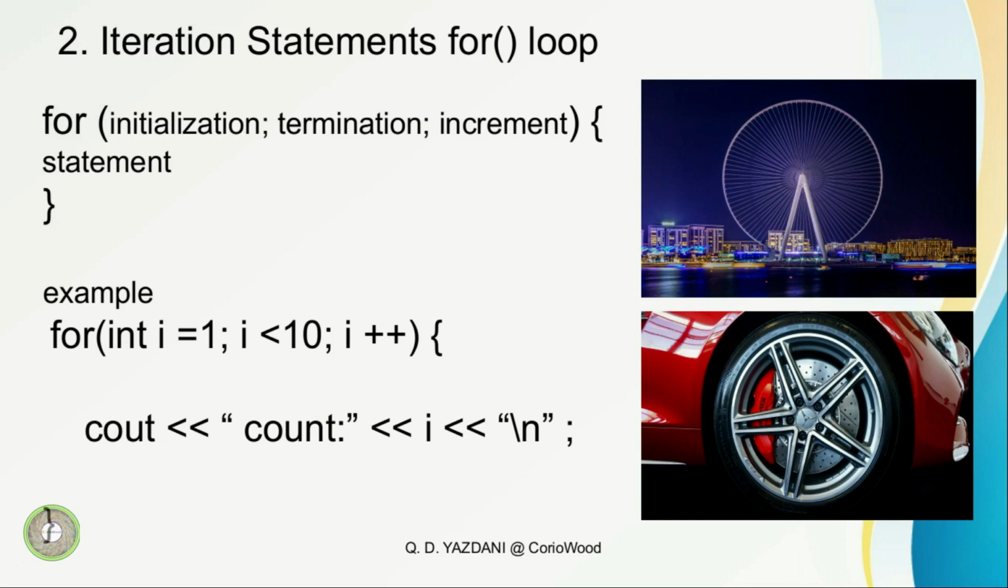It's very easy. All you have to remember is that the first part is initialization, and then the termination condition, and then the increment, and then we close our statement. So remember this: there are three parts to a for loop, and it's very, very important.